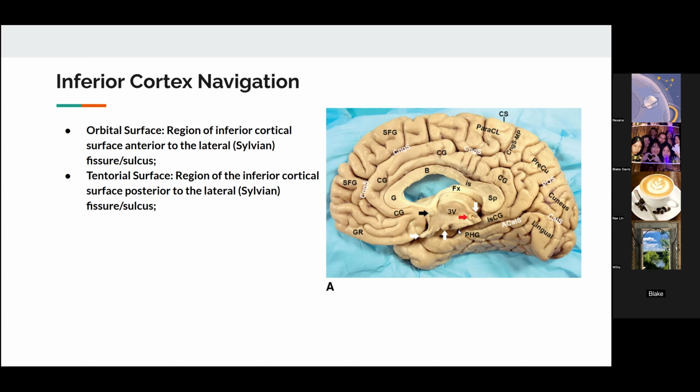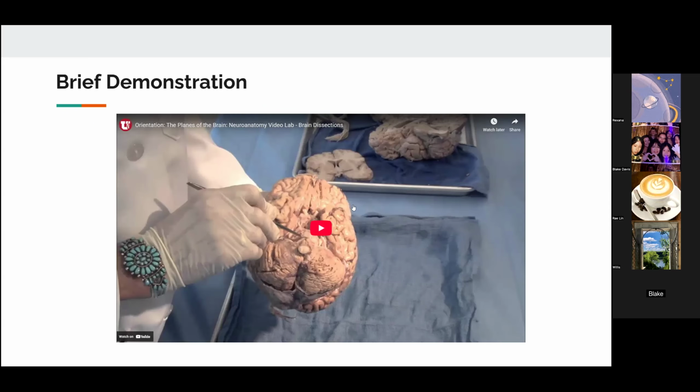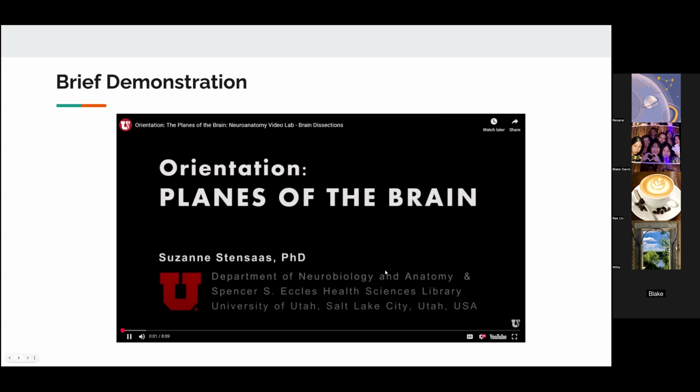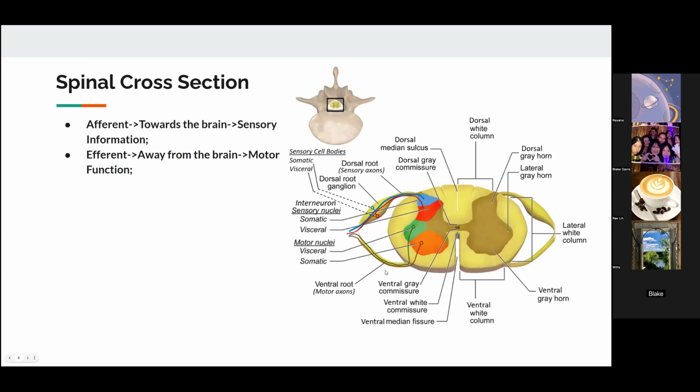But essentially, there's this lateral sulcus, and everything on this side of it is going to be the tentorial surface, while everything on this upper side is going to be the orbital surface. So as a brief demonstration, we're not going to watch this entire video, but, oh, oops.